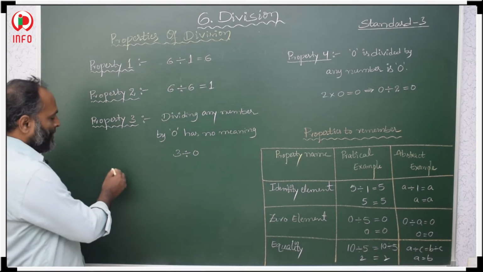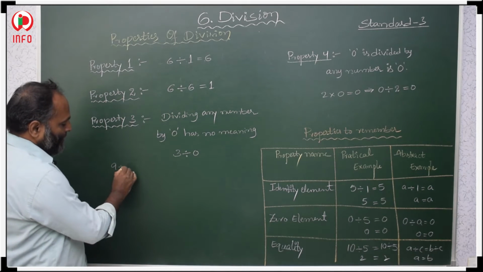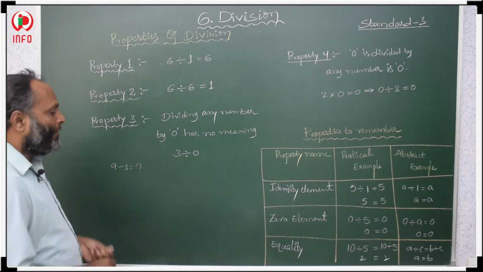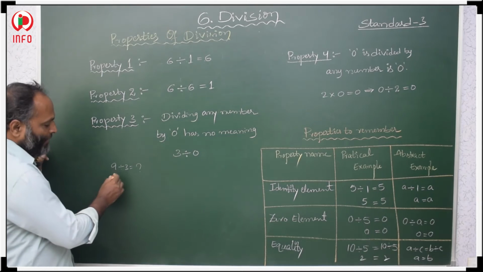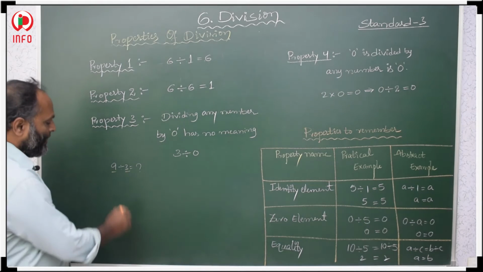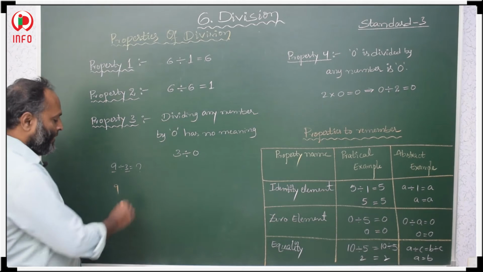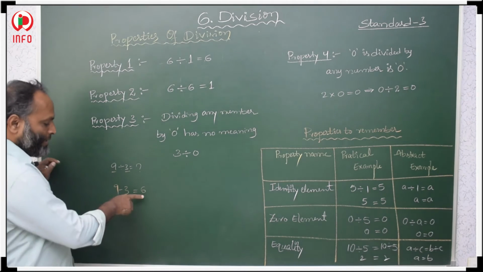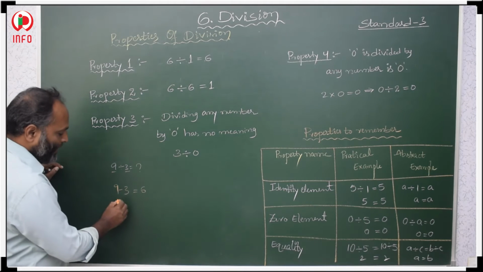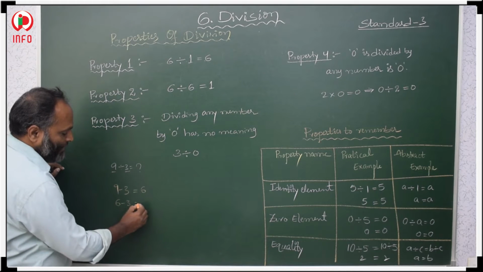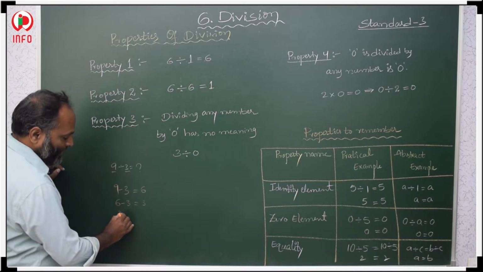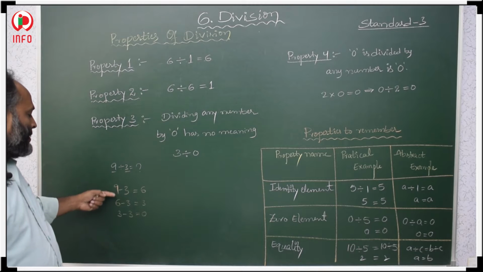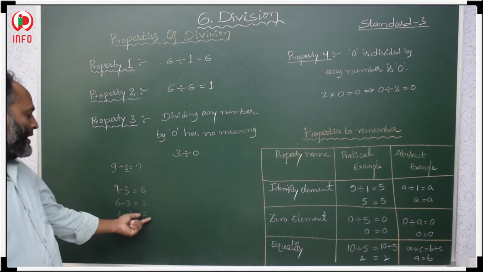So, already we did this. 9 divided by 3, what is it? How did we do this? This is the dividend and this is the divisor. Dividend minus divisor, what is the answer? The answer is 6, the difference or remainder. Again we take the remainder minus the divisor. Then 3. Again 3 minus the divisor, the answer is 0. Then 1, 2, 3: in 3 steps we are getting 0.